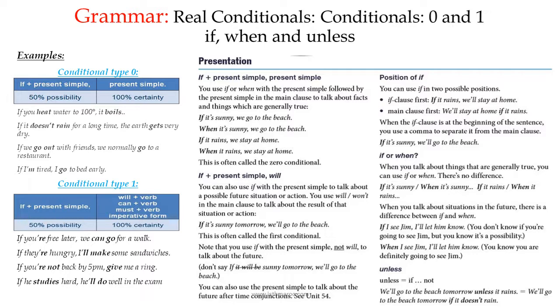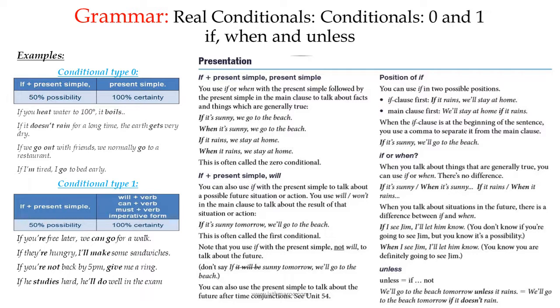You will succeed unless you study hard. It means you will succeed if you don't, or if you are not lazy. Okay, this is as simple as that. I think most of you are familiar with conditionals, especially conditional type 0 and 1. So this is kind of a general revision, but we're going to see this in detail later.